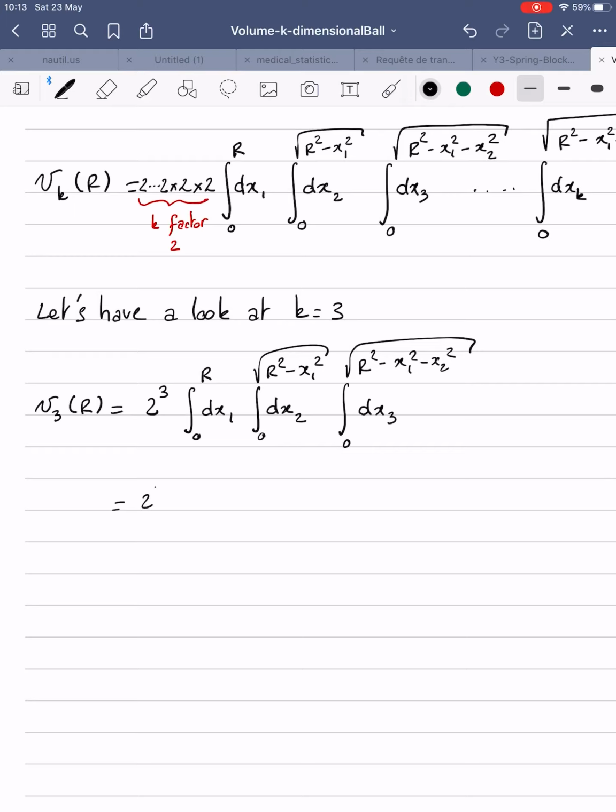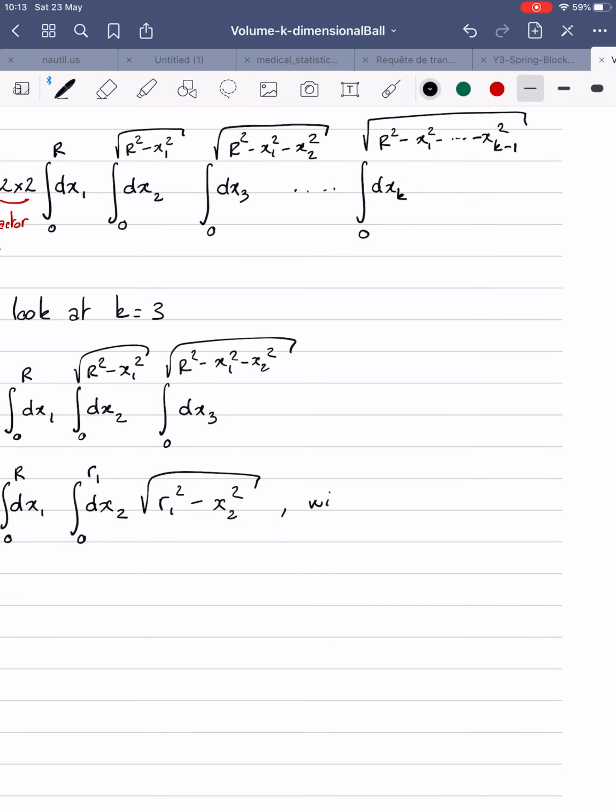So what I get is 2 to the power 3, then dx1 from 0 to r. Then what I will do here is I will call this square root of r squared minus x1 squared r1 for simplicity of notation. And then what I get here is r1 squared minus x2 squared. Okay, and here I need to specify that r1 equals r squared minus x1 squared.